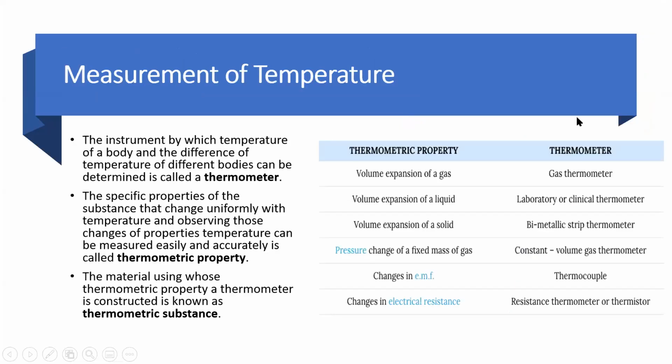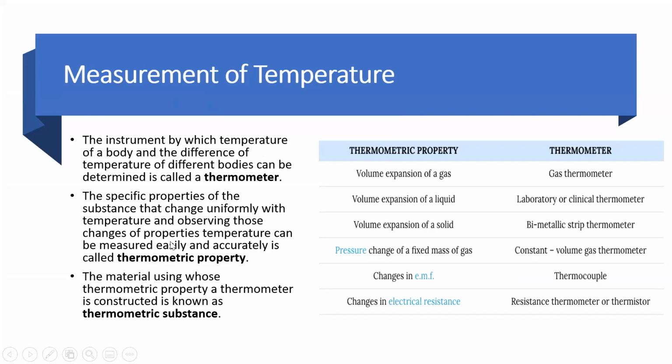Yes, teacher. Now, how can we measure temperature? The instrument by which the temperature of a body and the difference of temperatures of different bodies can be determined is called a thermometer. So we use a thermometer, which is the instrument by which temperatures can be measured. Now, how will we measure the temperature using a thermometer?